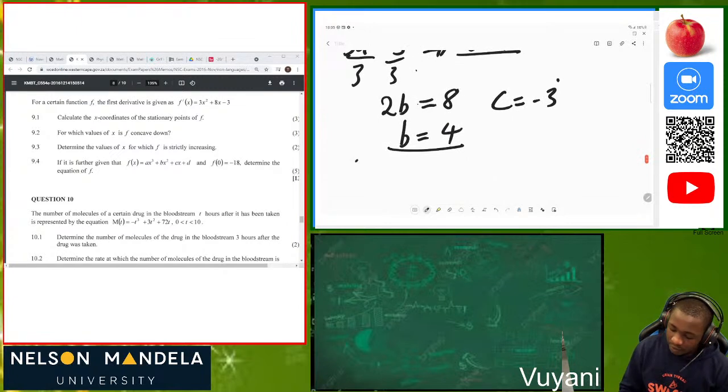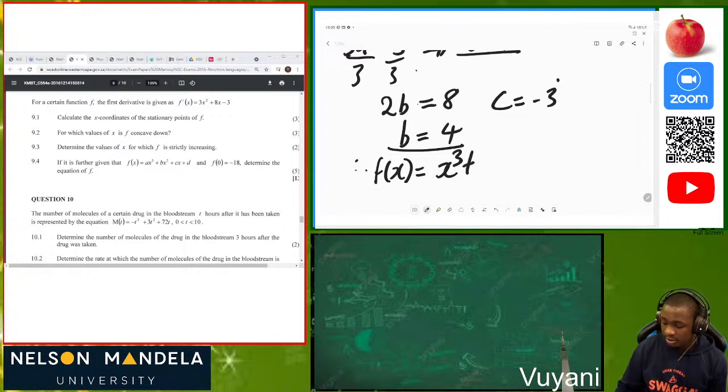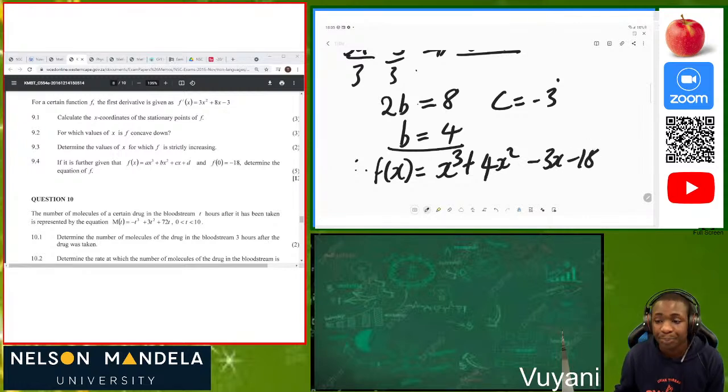So then, therefore, the equation of f of x, the original function, will be equal to x cubed plus 4x squared, no, it's not plus, it's minus 3x minus 18. So this will be our function. So we have f of x is equal to x cubed plus 4x squared minus 3x minus 18.